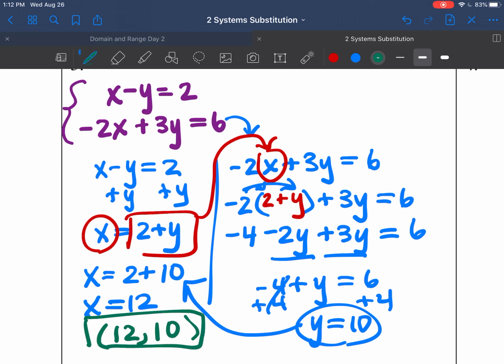Make sure you put the x as the first coordinate and the y as the second coordinate.